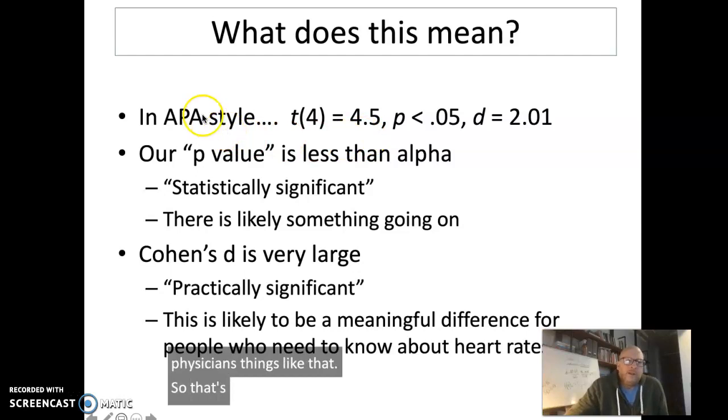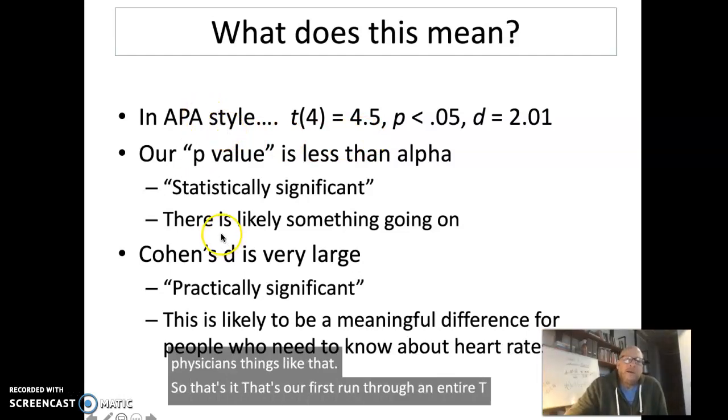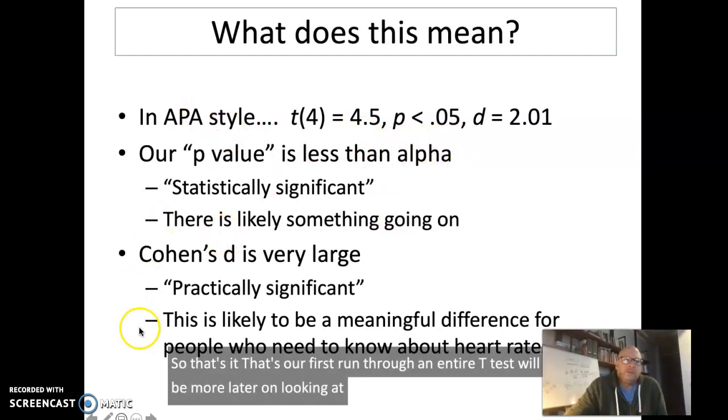So that's it. That's our first run through an entire t-test. There'll be more later on looking at effect sizes, followed by how to read about t-tests in journals.